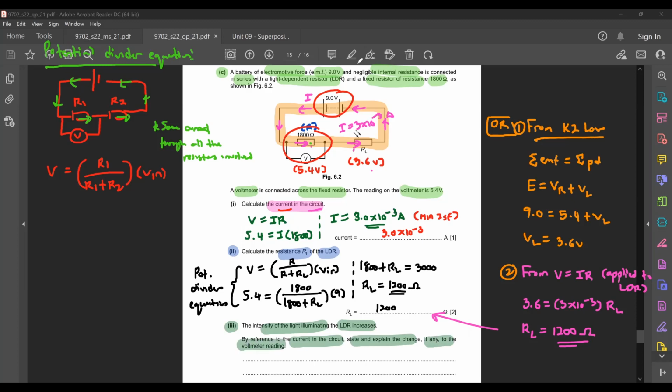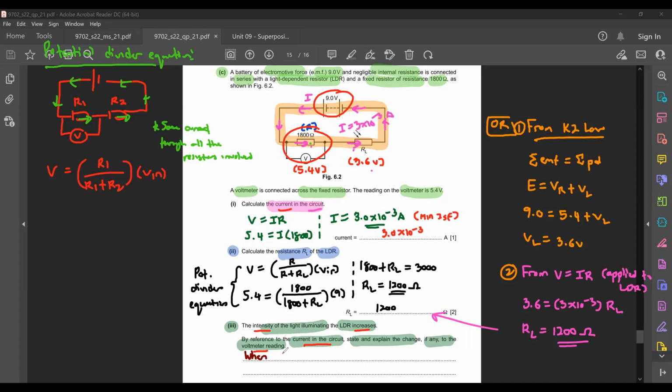Okay, so our light intensity is increasing. By reference to the current in the circuit, what will actually happen to our voltmeter reading right over here that's connected across our LDR? Sorry, connected across our fixed resistor. Okay, so we have to explain it based on current changes. So now, to do this question, we can actually say this.